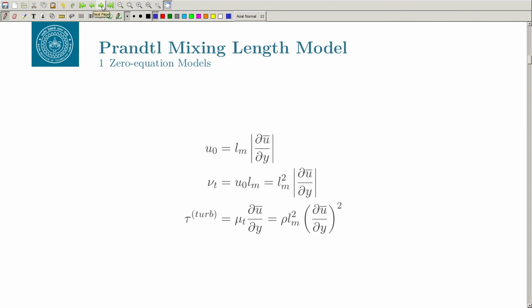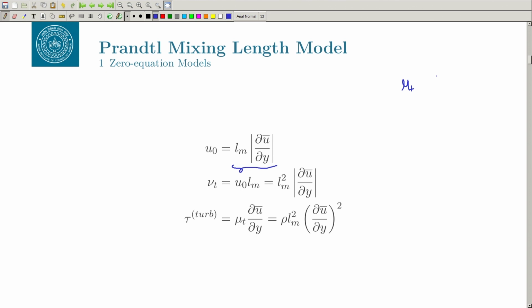So, using these two things, a better way to prescribe it is to put this del u by del y, and take the absolute value of that instead of just taking del u bar by del y. The reason for that, as we have been discussing, is that the eddy viscosity, the mu t that you are talking about, has to be positive.